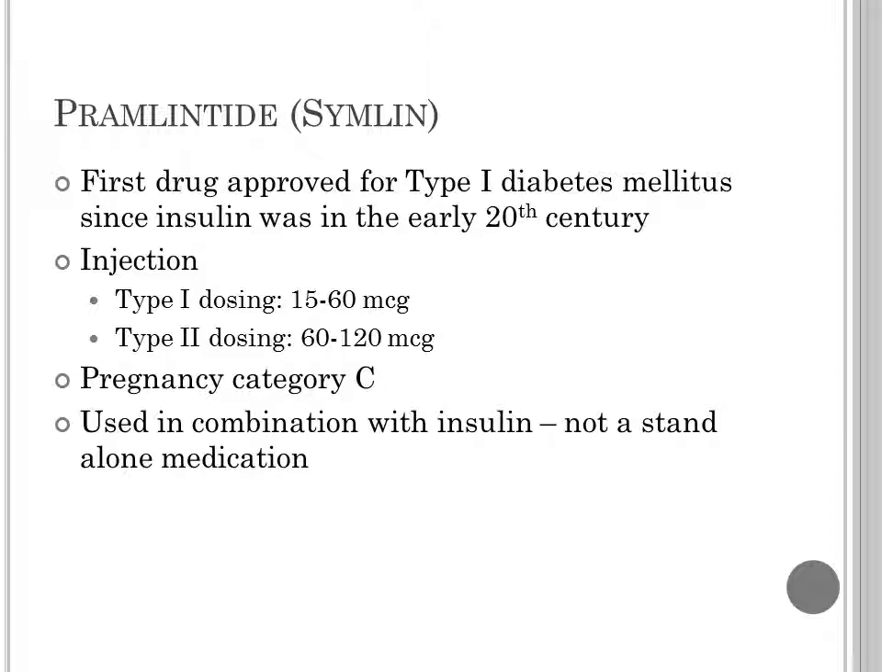It's an injection, and you've got the dosing up on the screen. For type 1, they need a little bit lower dose. Type 2 gets a little bit higher dose. Pregnancy category C, probably because a lot of research really hasn't been done on it in pregnant women. And that's probably okay because we have insulin that we know is a category A. So in gestational diabetes, insulin will still be the go-to medication for that. But this is an alternative for type 1 diabetic patients.